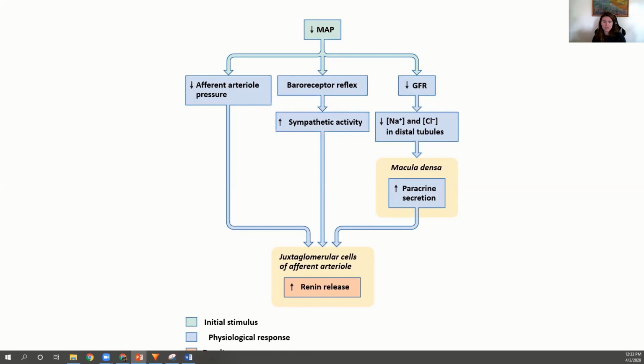And as that passes past our macula densa cells, which are basically the counterpart of our granular cells, so they're the special cells in the tubule versus the granular cells, which are the special cells in the afferent arteriole, the macula densa cells basically let out a tiny hormone-like signal that we call paracrine secretion. Through paracrine secretion, they're going to affect the juxtaglomerular cells in the afferent arteriole, which are granular cells, which is going to stimulate the release of renin. Okay, so we're going to stop there.